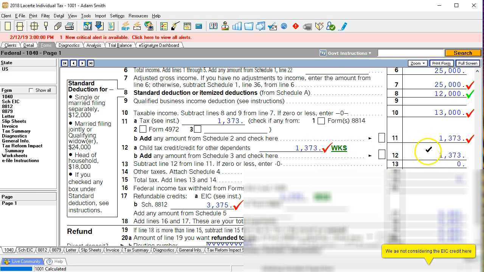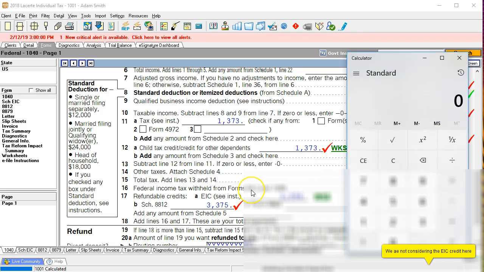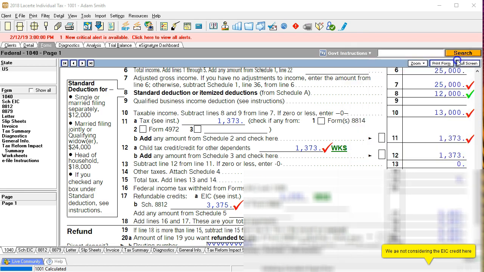And then the child tax credit, bringing it back down to 0. And now we've got the 3375 that's going to be added to it. So note the 3375 is the 1373 plus the 3376. It's not at the 6,000, of course, at this point, because we're being limited by it.